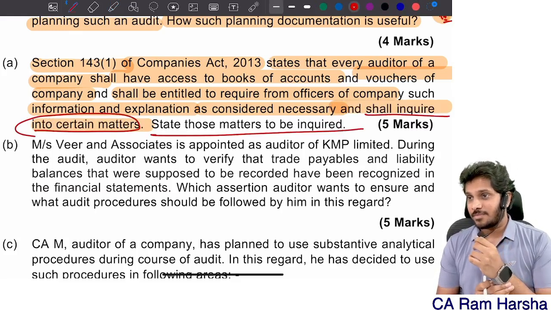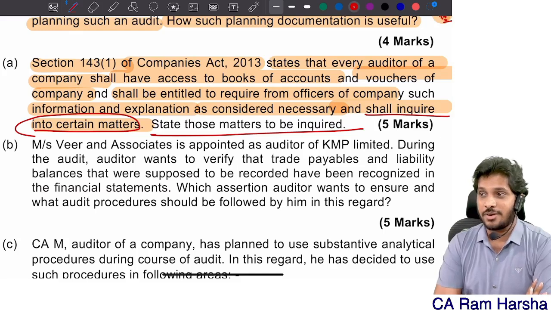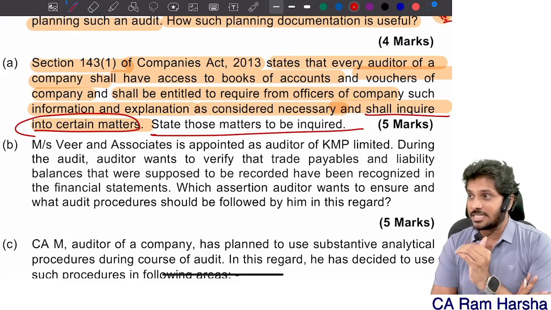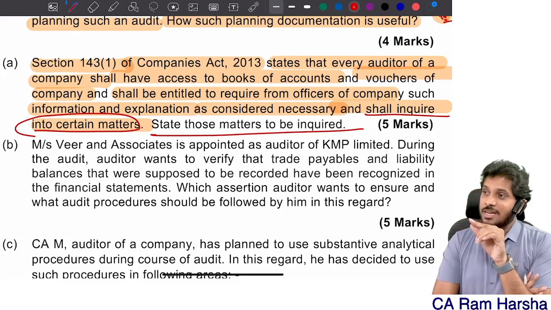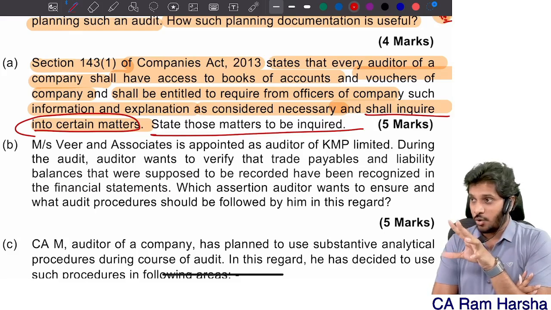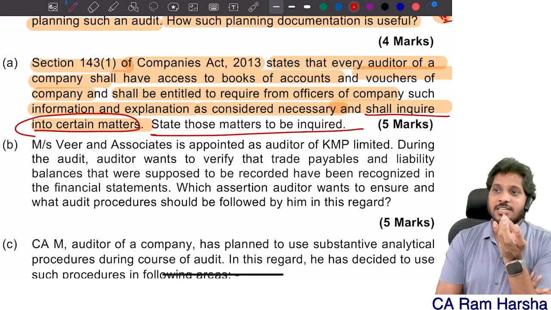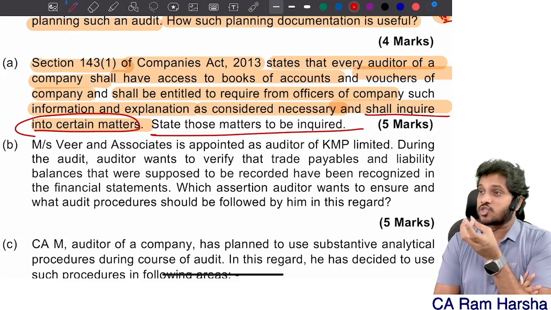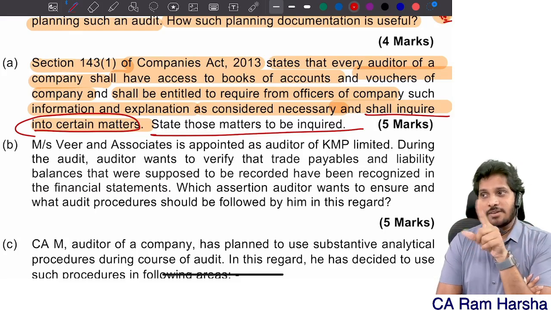6 items. Enquiries, 143 subsection 1. Enquiries whether personal expenses are charged to revenue account. Whether company has allotted any shares for consideration for cash. If so, cash is received. If not, position stated in the balance sheet is correct, regular, and not misleading. First point, whether loans and advances given by the company, if at all they are secured, are they properly secured? Whether the terms and conditions are prejudicial, whether transactions which are merely represented by book entries are prejudicial to the interest of the company, whether investments were sold at a price less than purchase price. Remember? 6 inquiries in 143 subsection.